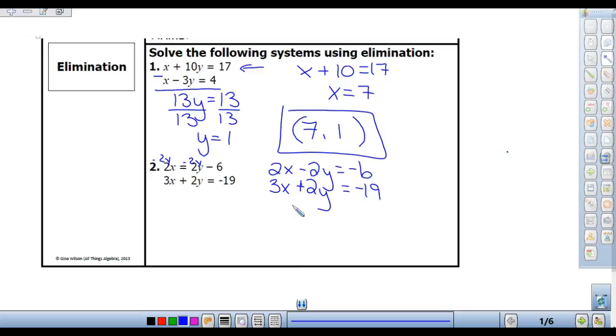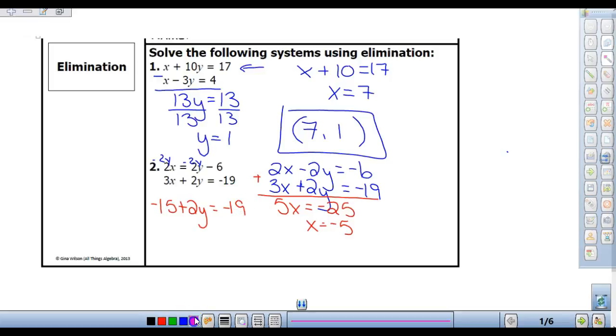Okay. Now I have opposite signs, so now I need to add. So we're going to add our equations together. I get 5x equals -25, so x is -5. I'm going to plug it in here. 3 times -5, -15 plus 2y equals -19.